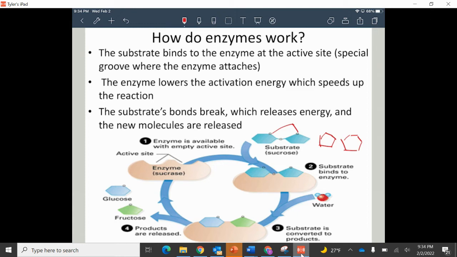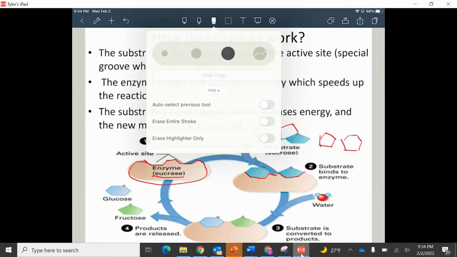Well, you give things enough time, sometimes they'll break down, sometimes they won't. But we need to speed this up. We have to split these apart much, much quicker. Enzymes will do that for us. And so we have this enzyme, it's called sucrase. Notice it has this special notch in it. That's called your active site. And that active site is designed to fit perfectly with that substrate or that thing you're trying to break down. It's sort of that lock and key system, okay?